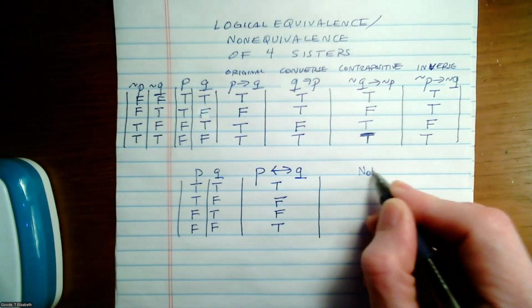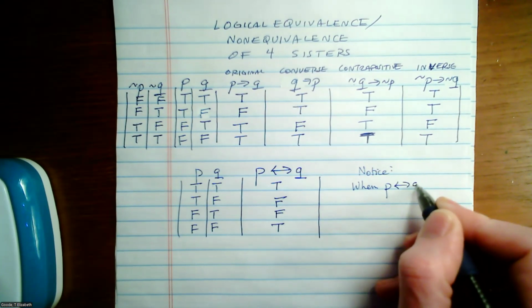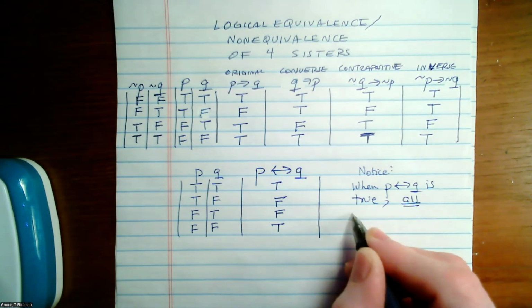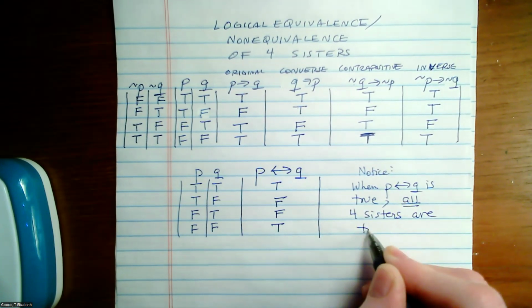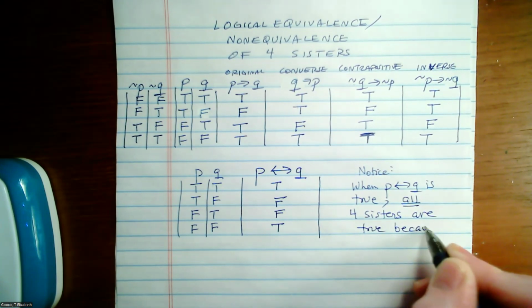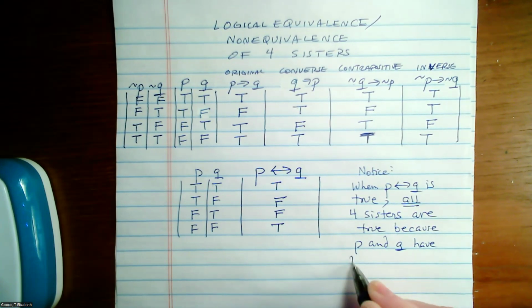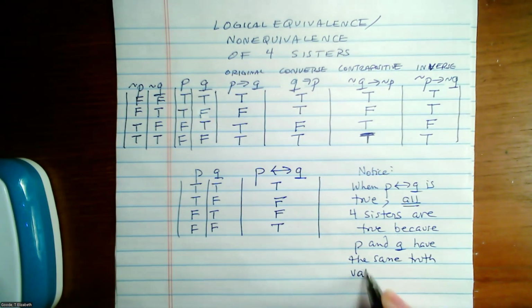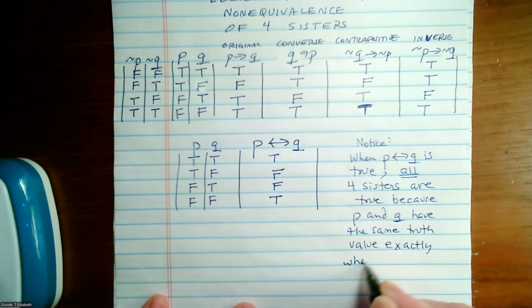So just notice, when P if and only if Q is true, all 4 sisters are true because P and Q have the same truth value, exactly when P if and only if Q is true.